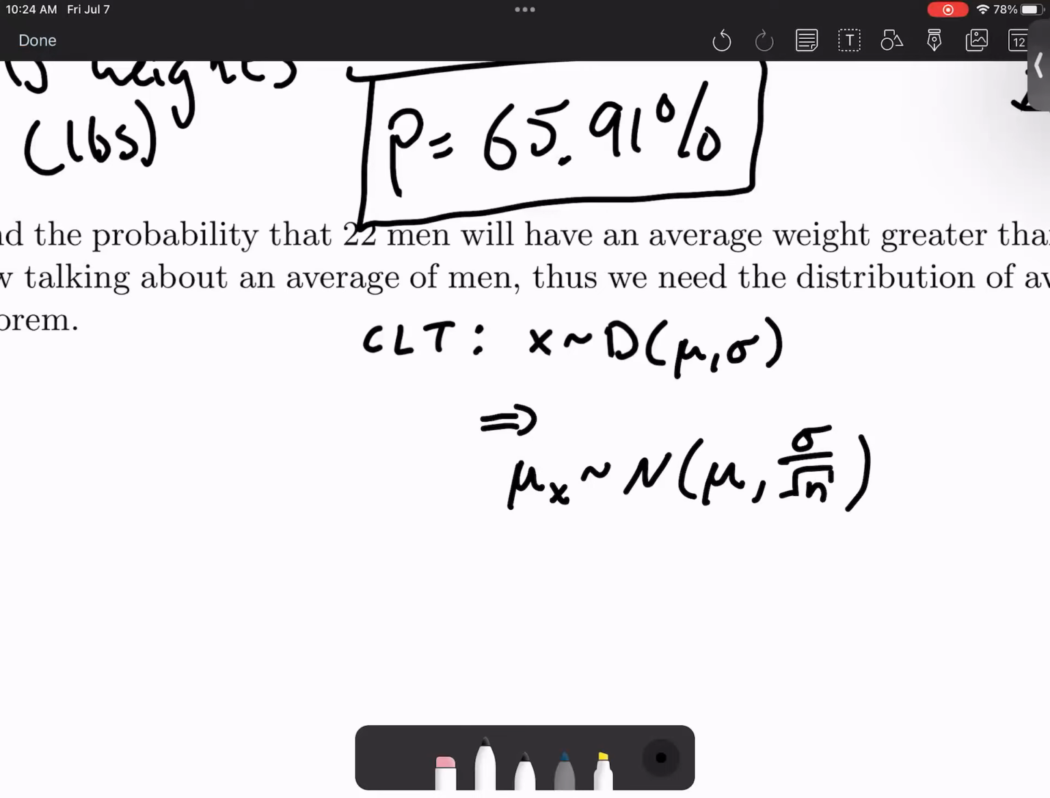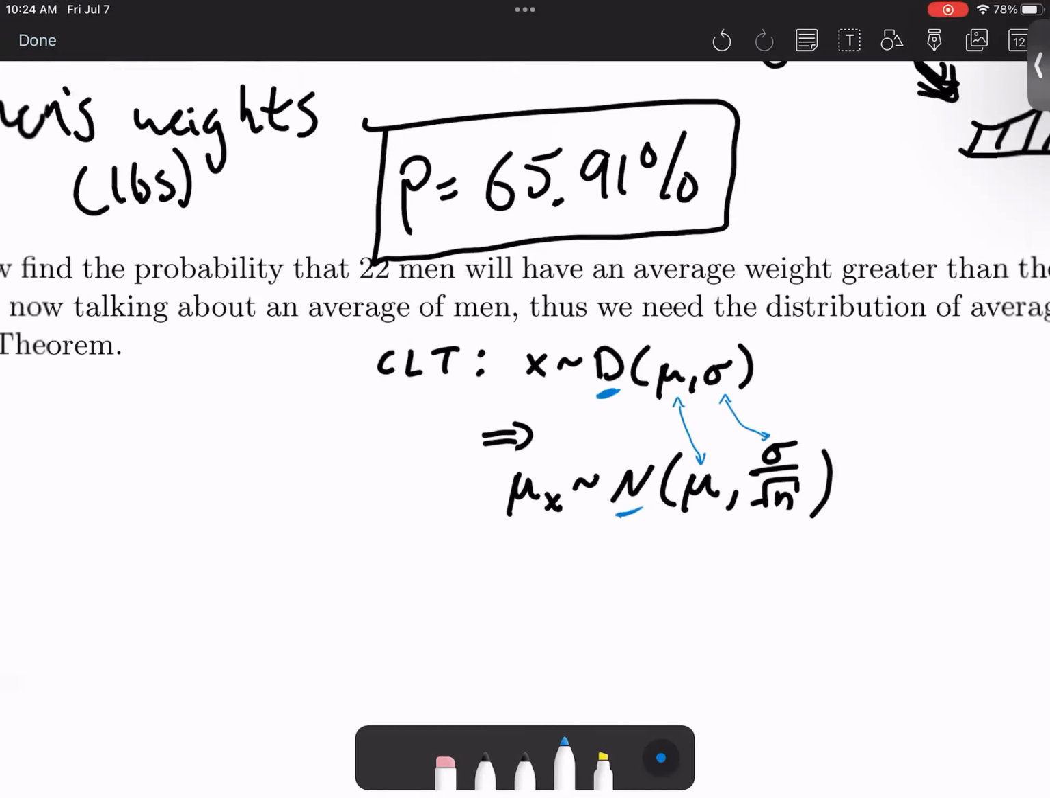So notice the points here. I could start with any distribution and the averages will be normally distributed. Both distributions share the same average, so they share the same center. Your standard deviation changes though.